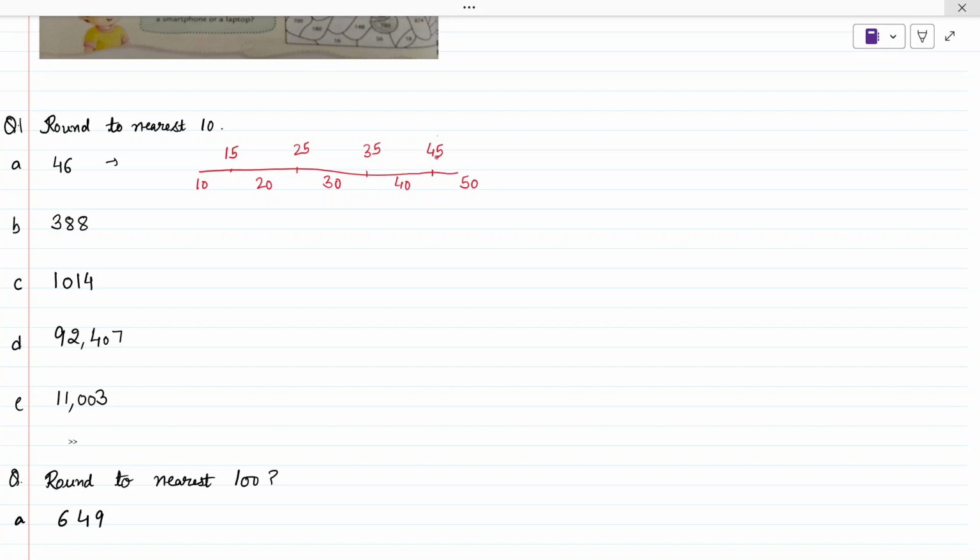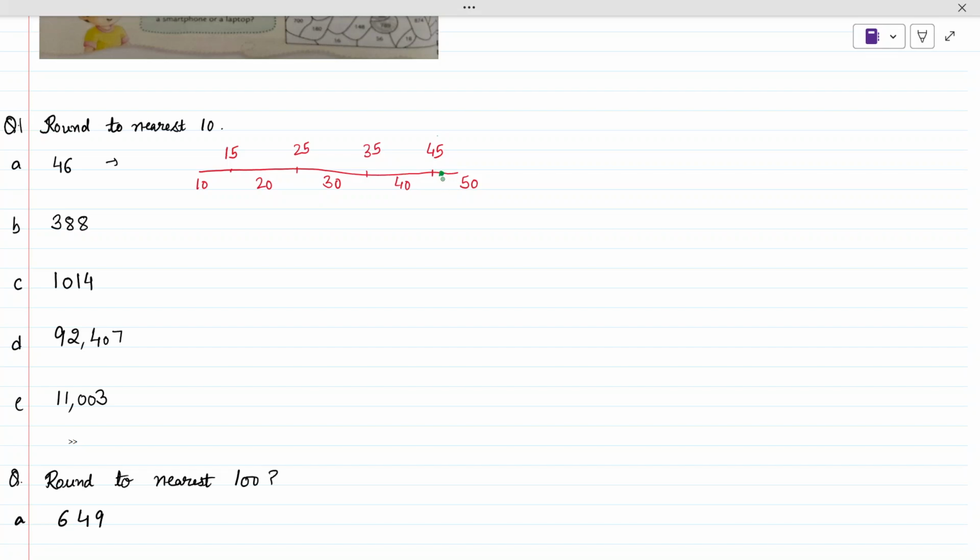Okay? Now, what is the number given to us? 46. So kids, where is 46 on this number line? It will be somewhere near 45. इसके कहीं आसपास होगा. So let me put it in green. Let's say this is 46. Okay. ये जो green spot है ये 46 है.